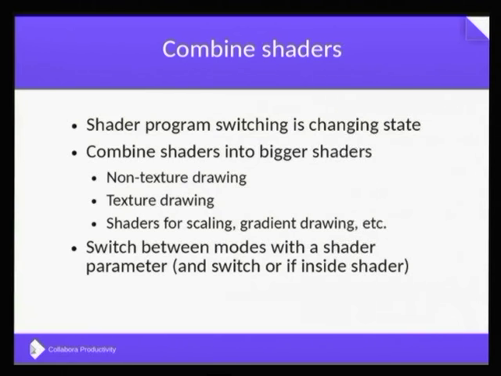Next, we can combine the shaders. One problem is if you have a lot of shaders, we have to switch between them very often, and this is also changing the state, which is again overhead in OpenGL. So what we did is combine the shaders into one big shader and just switch between what it does inside the shader with an if statement. One problem is that branching inside shaders is not really recommended, but in the end it was better to use simple if statements or a switch statement inside the shader. It produces less overhead than changing the shaders itself.